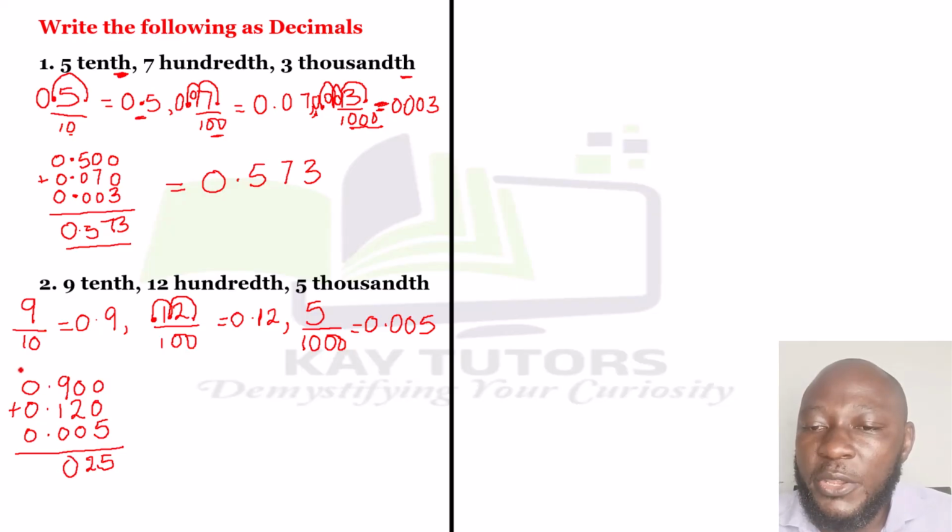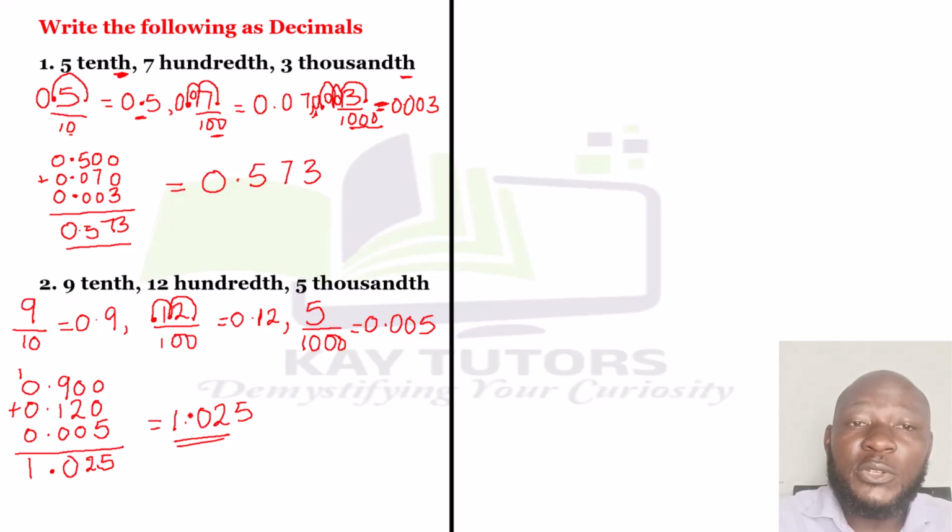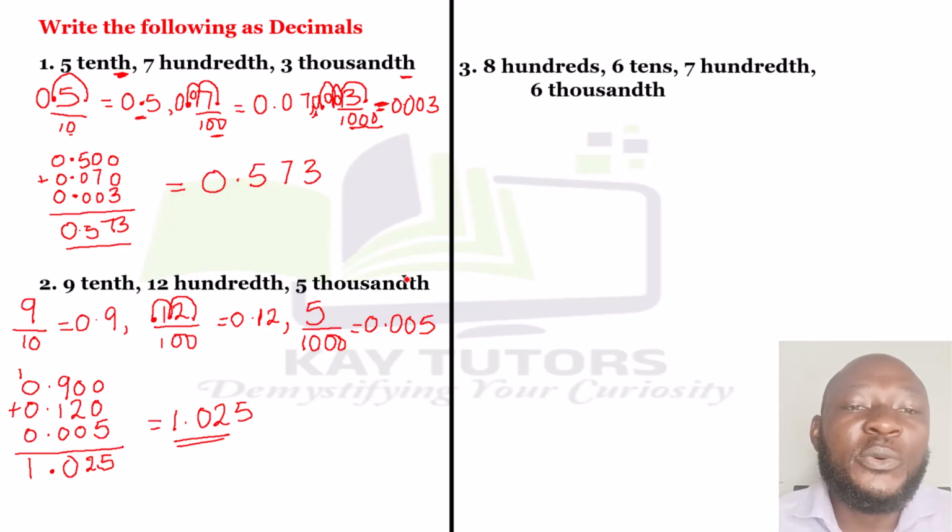Then you carry 1 here. Bring down your decimal points. So you have your decimal point here. 1 plus 0 and then plus 0. You have 1. So here, what's our final answer? Our final answer is 1.025. So let's look at another example here.